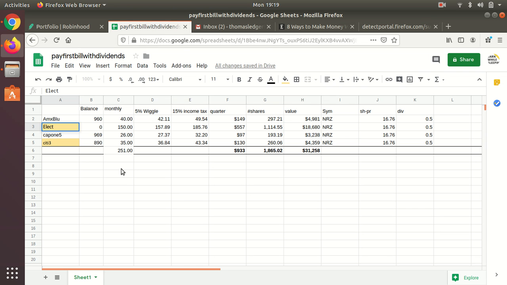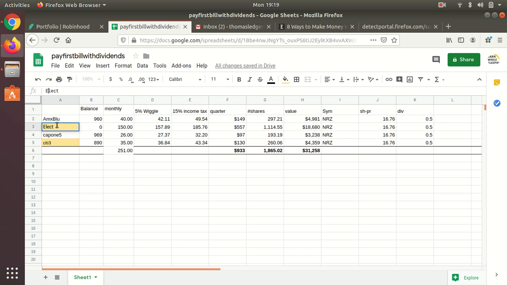I'm back with more information on paying your bills with dividends. In this spreadsheet, I took a number of bills and wanted to calculate how much they cost per month and what type of assets I would need in order to pay them. Let's just go through it.